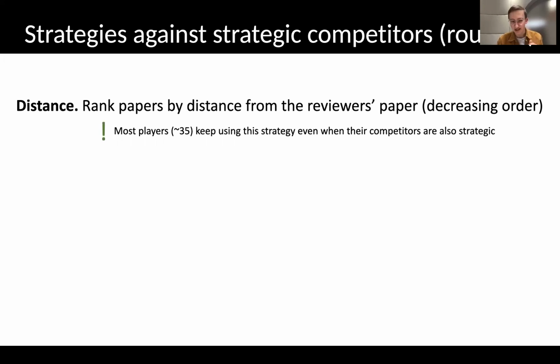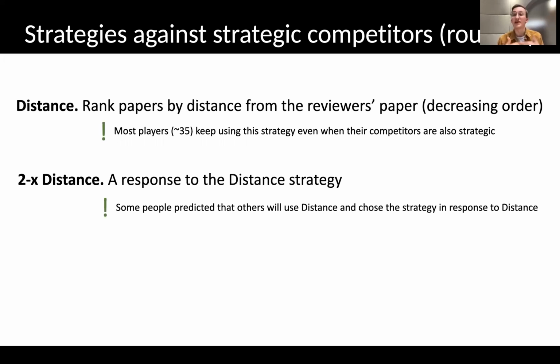However, what is interesting is that some people managed to predict this behavior. Some students said, I think many people will still use distance even in the last round, so I shall design a strategy that works against distance. They designed a good strategy that is a best response to the case when all others play distance, and we call the strategy 2x distance. I'm not going to talk about it now, but it is an interesting observation that some people manage to predict how others behave and adjust their behavior to it.